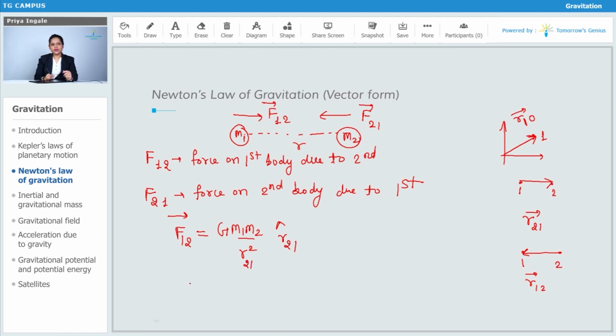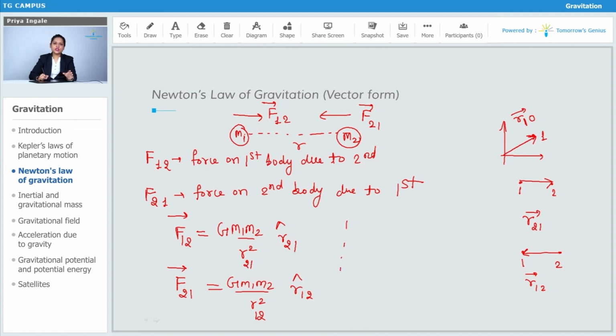Similarly, if I want to write the same thing for force on second body due to first in a vector form, that will be capital G m1 m2 by r square. What should be the position vector? The direction is from 2 to 1, right? So I should write 1 first and 2 later. This is a unit vector, and here also you can mention the same. So here in a vector form we get to know what is the direction of force. Force on first body due to second one, force on second body due to first one.